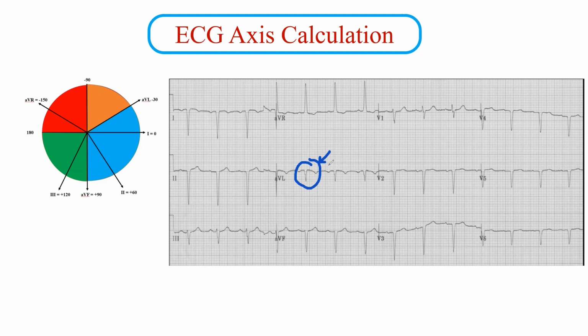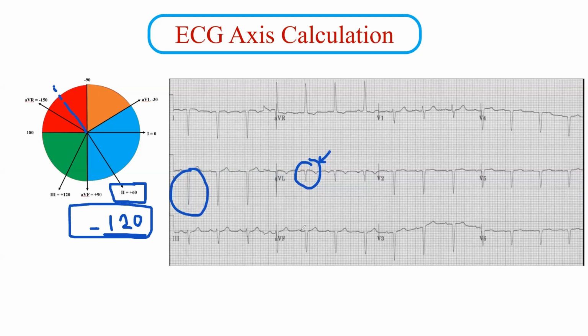Sorry, what is opposite to AVL? What is perpendicular to AVL is actually lead 2, which is positive 60. When we look at lead 2, it's negative, meaning the axis is here. So what we do, we complete the 60 to 180, which is 120, right? To the 180, and we change the sign from positive to negative. So it's negative 120. And that's how we can determine the axis of the heart.